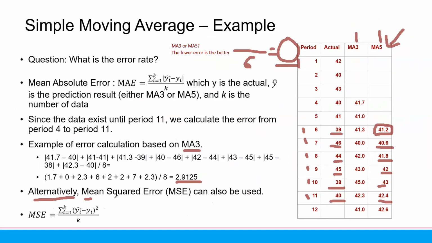Alternatively, we can use MSE, mean square error. For the mean square error, we just subtract the value and then do the square. Again, if you have the question, which one is better according to the MSE, MA3 or MA5? Then you can check, the lower error is the better.